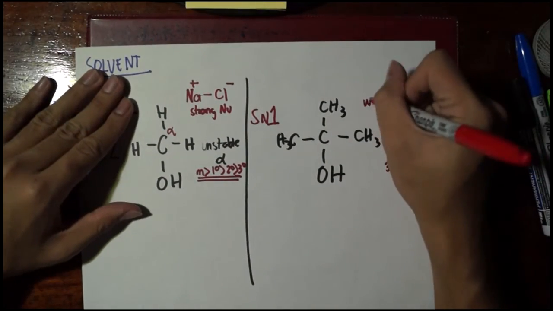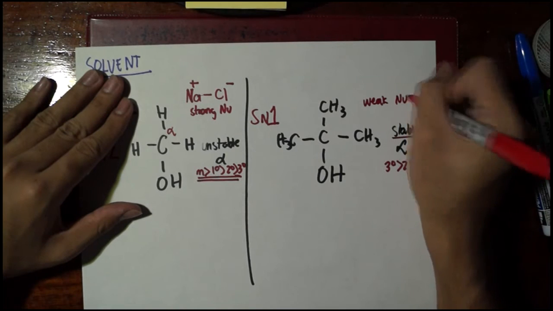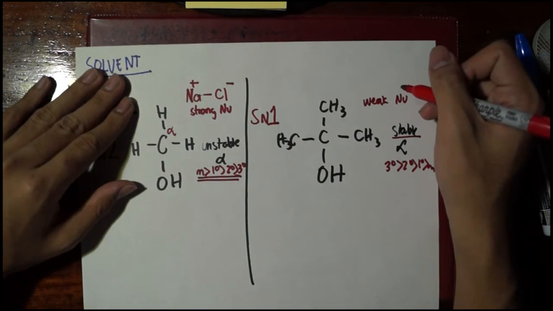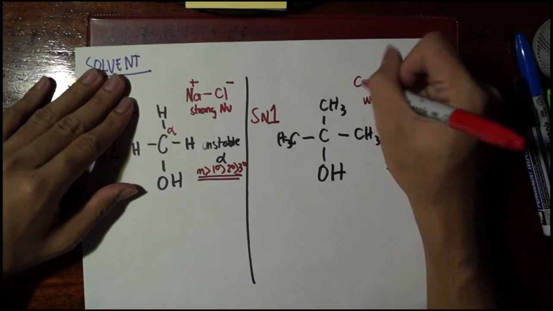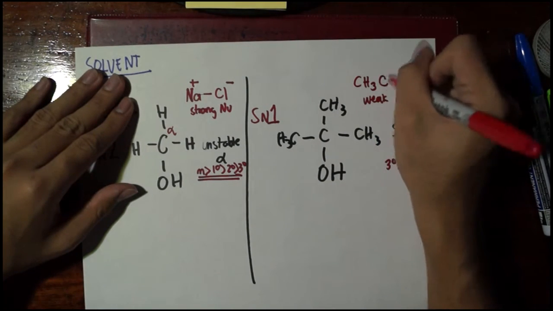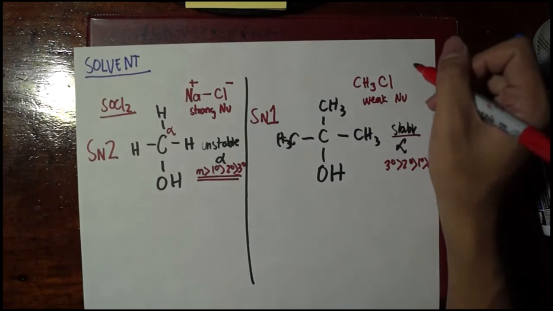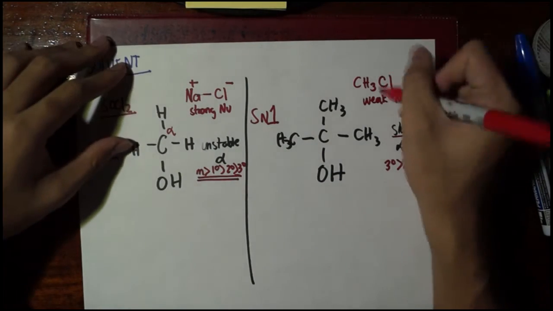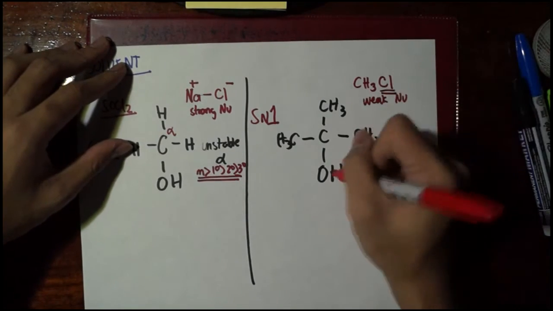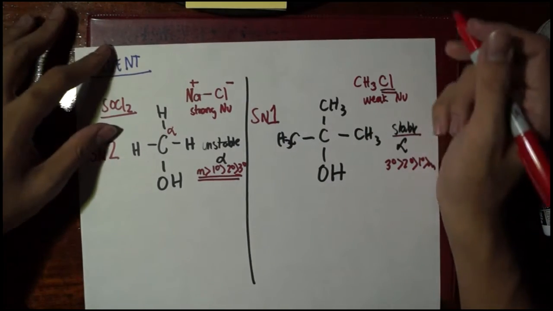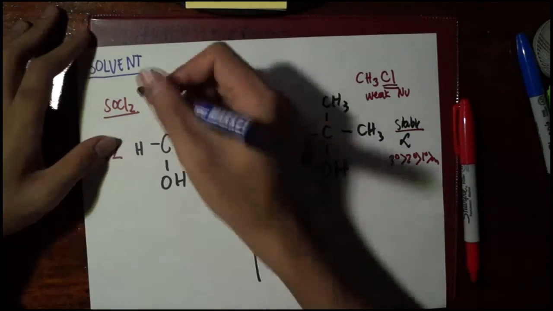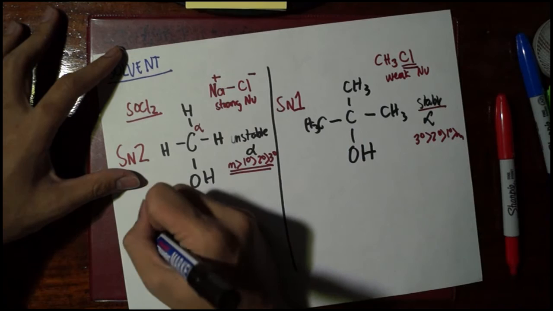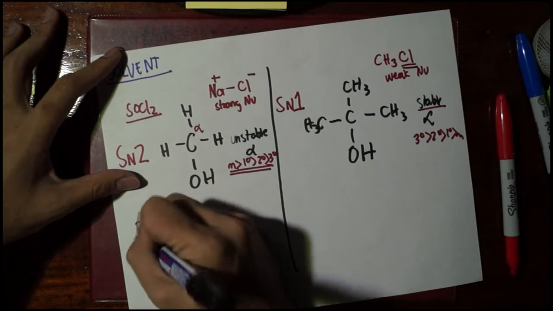If we use a weak nucleophile, it should usually be an organic reagent. So for example, let's just use this one. Let's just use methyl chloride as the source of chlorine, which would substitute the OH. Now, there are certain types of solvent that we could use. We could use protic or aprotic.